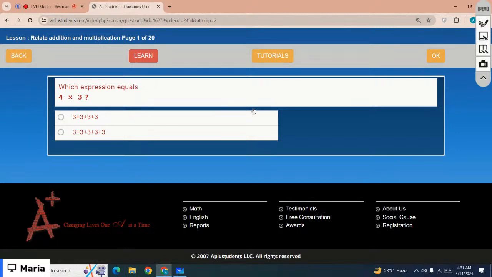Okay. Which expression equals 4 times 3? So basically, multiplication and addition are related. How? Either you multiply or you do repeated additions, that is exactly the same. Like here you are given 4 times 3. Either you add 3 four times or you add 4 three times, that is exactly the same, right? But here you are given both the options with 3, so the correct one is the one in which 3 is added 4 times. So option number 1 is the correct option. 3 plus 3 plus 3 plus 3 has exactly the same answer, right?